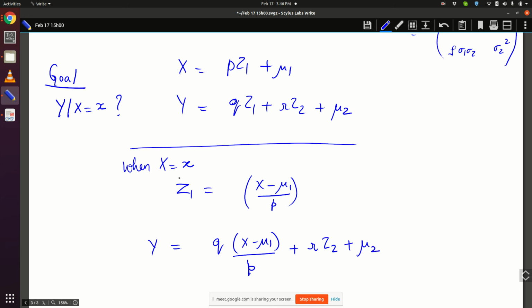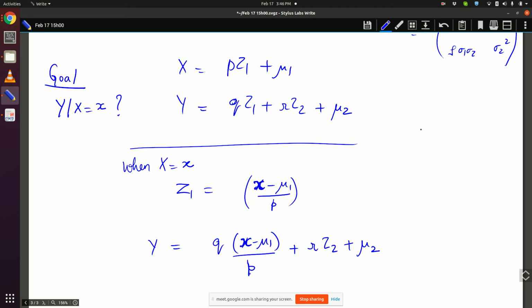Does everybody understand these steps? Okay, so what is the thing that is random here? By the way, this is small x. Small x is a value that capital X has realized. So what is the source of randomness here? Z2. Yes, this is the only source of randomness.